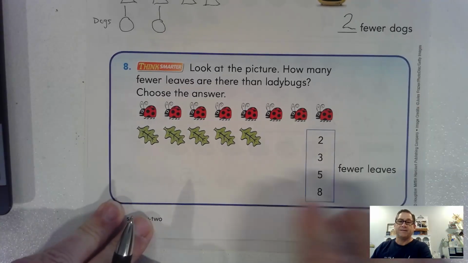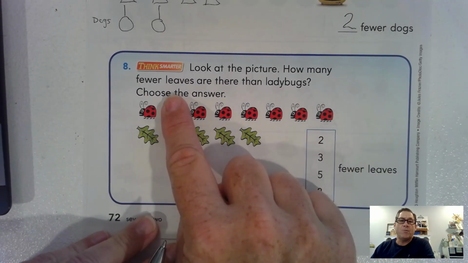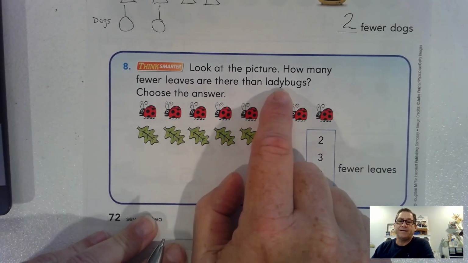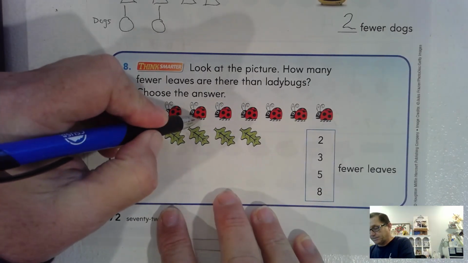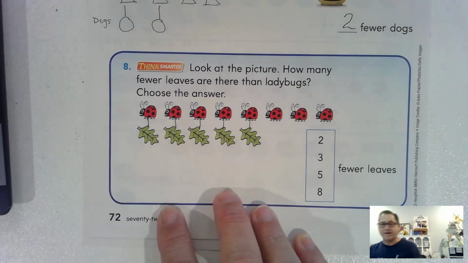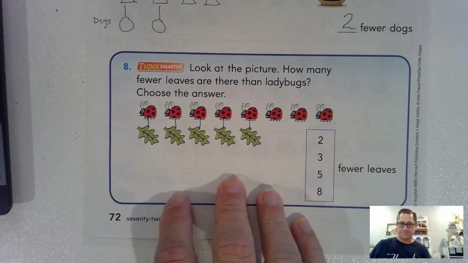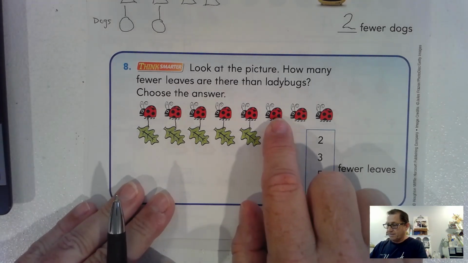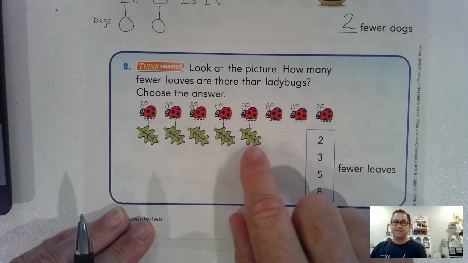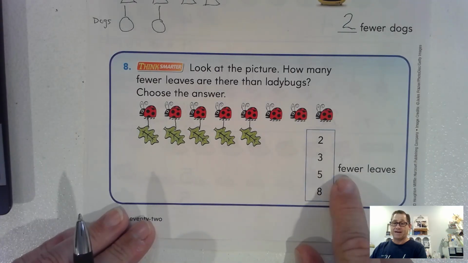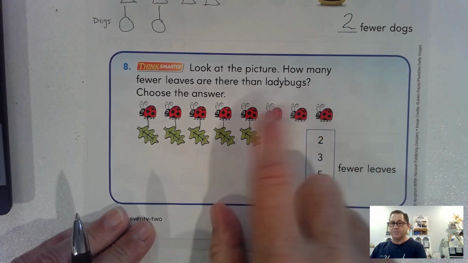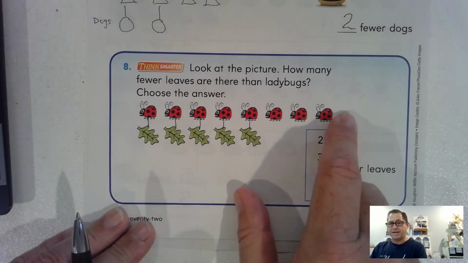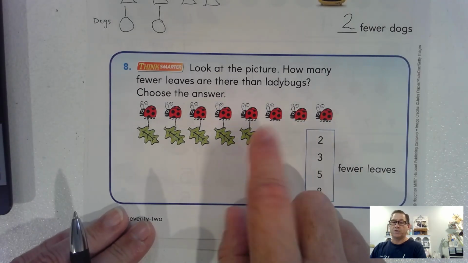And finally, number 8. Look at the picture. How many fewer leaves are there than ladybugs? Choose the answer. Okay, so we connect or match up every ladybug that has a leaf. There are 3 more ladybugs than leaves, but that's not what it asked me. It asked me how many fewer leaves. But remember, the number's still going to be the same, right? 3 more ladybugs or 3 fewer leaves.